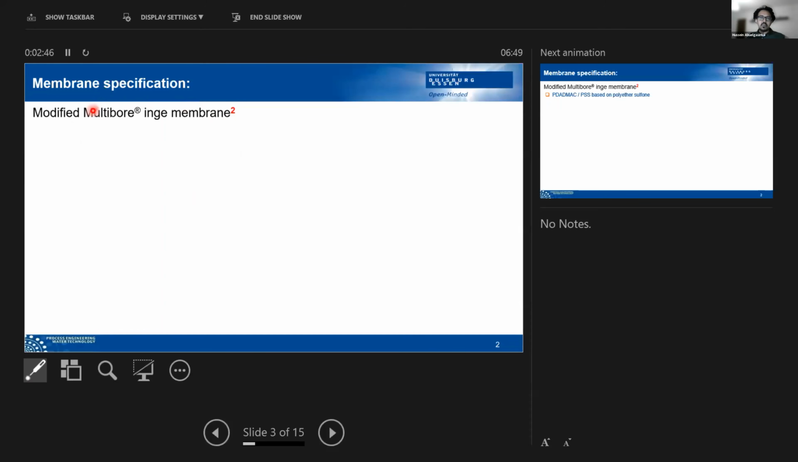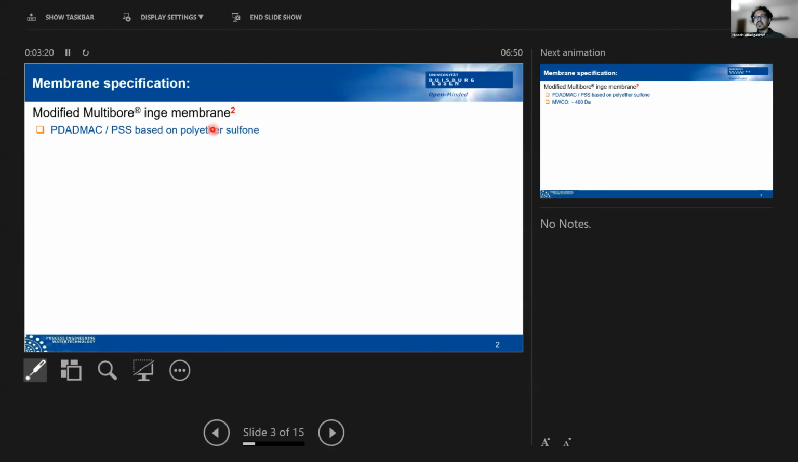So the membrane specification of these newly modified layer by layer nanofiltration capillary membranes is based on a modified Multibore, let's say Inge membrane, which is like a daughter company of DuPont. So we have the Multibore, or the conventional UF membrane, and then we started to coat it. The coating or the fabrication using layer by layer uses a polycation, which is the PDADMAC, polydiallyl dimethyl ammonium chloride, and the polyanion, which is the PSS, polystyrene sulfonate.